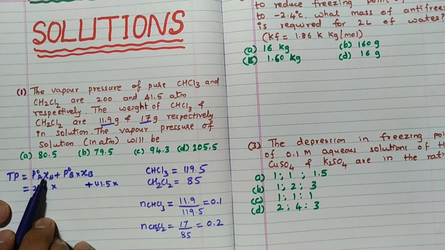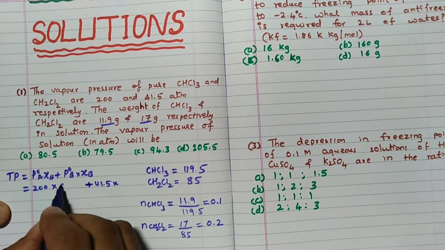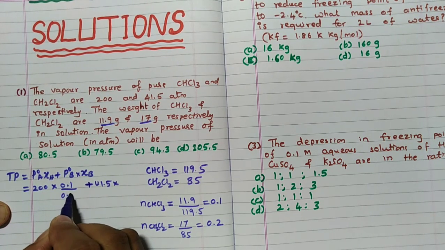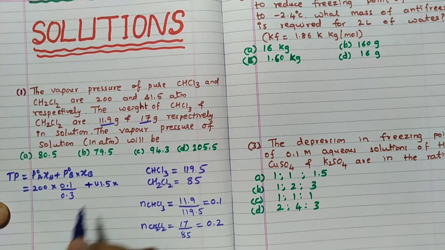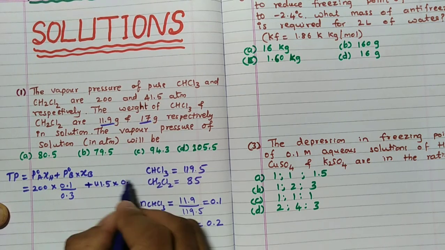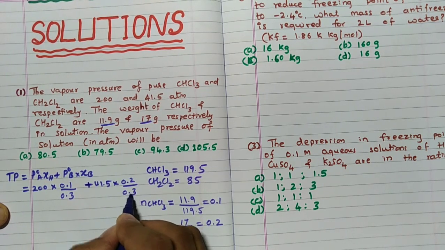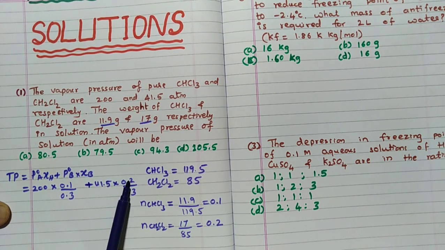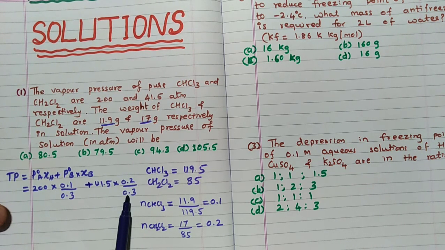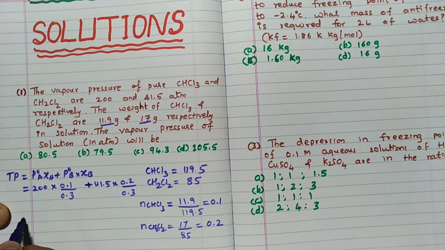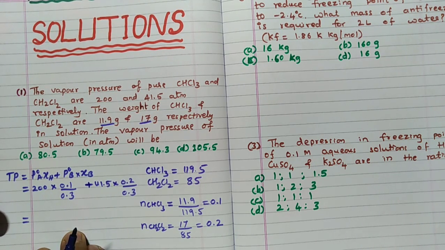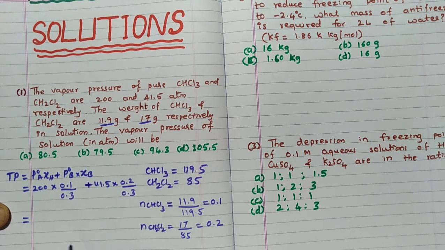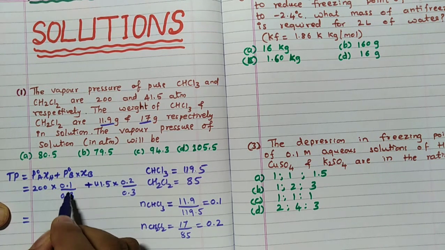XA we want, which means the number of moles of A is how much? 0.1 divided by 0.3 I will write. Right? 41.5 into 0.2 divided by 0.3 I will write, because it is the number of moles of that component divided by the total number of moles. Right? 0.3 I have written. Now you have to simplify this particular problem. So now if you simplify this, see, the answers are very near, not much difference. So you can do it very easily. 0.1 by 0.3 is nothing but 1 by 3.